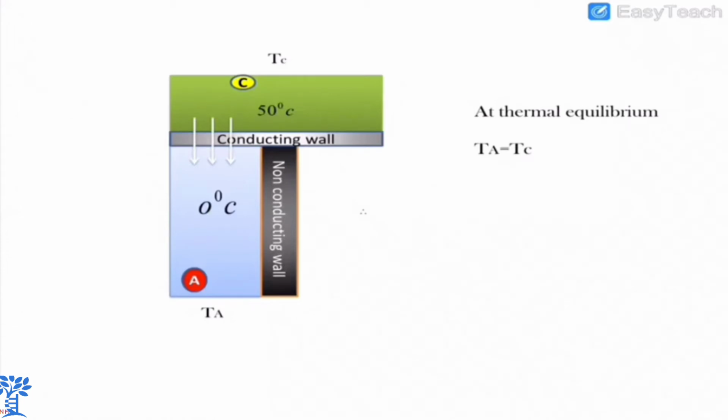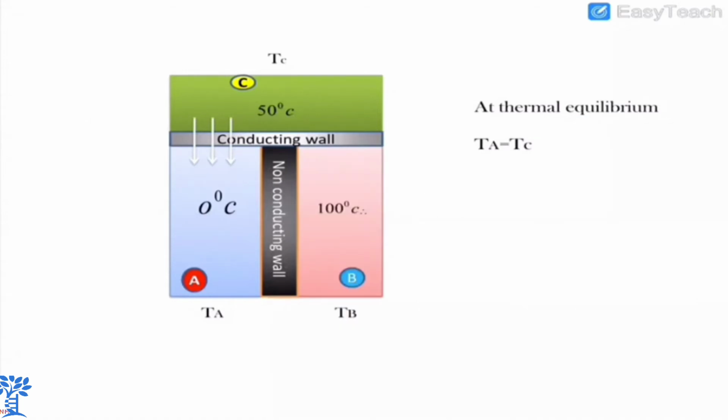At thermal equilibrium, the temperature of A is equal to the temperature of C. At thermal equilibrium, the temperature of the system A is equal to the temperature of the system C, that is TA is equal to TC. We know that TA is the temperature of the system A and TC is the temperature of the system C. Now place a third system B in contact with C.